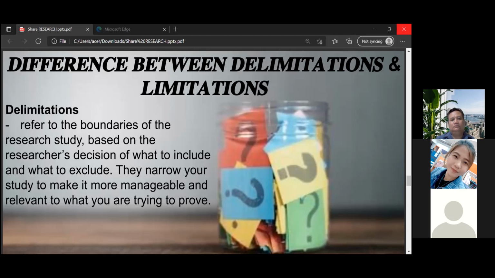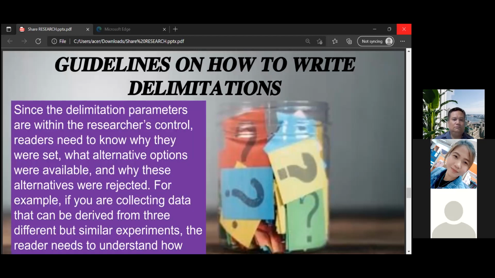So dapat daw po nating i-consider yung factors na kung saan meron lang po tayong boundaries na kung saan tayong researchers in terms of study duration, population size, and type of participants. Since the delimitations parameters are within the researcher's control, readers need to know why they were set, what alternative options were available, and why these alternatives were rejected. For example, if you are collecting data that can be derived from 3 different but similar experiments, the reader needs to understand how.